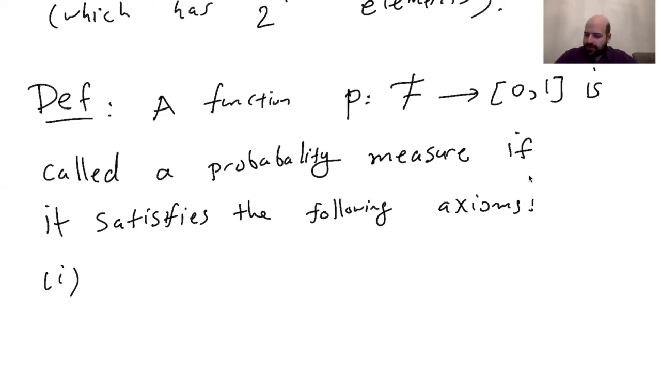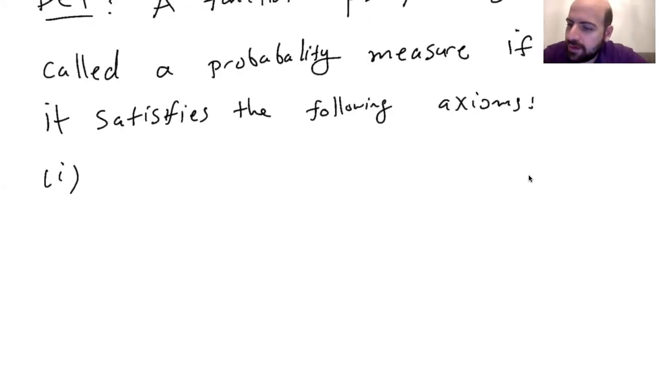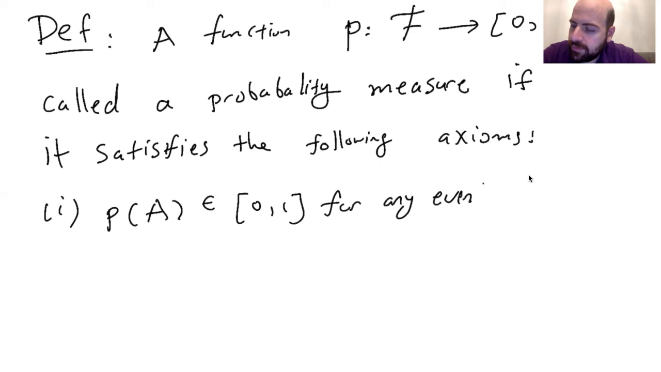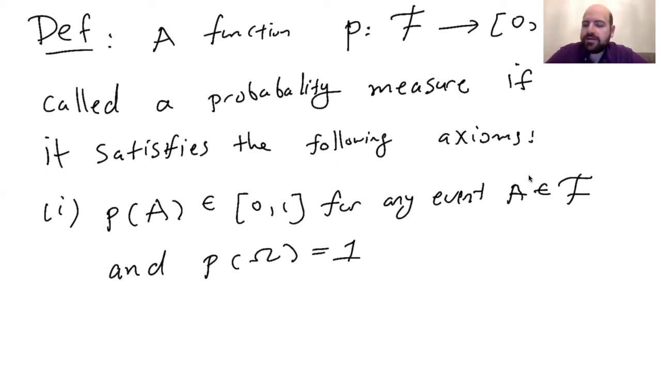Okay, so first of all, P of A has to be between 0 and 1 for any event A belonging to F, and P of omega has to be equal to 1. Just to emphasize, because when I say P is from F to 0 and 1, that means P of A is between 0 and 1 for any event A. But just to emphasize, I wrote it again.